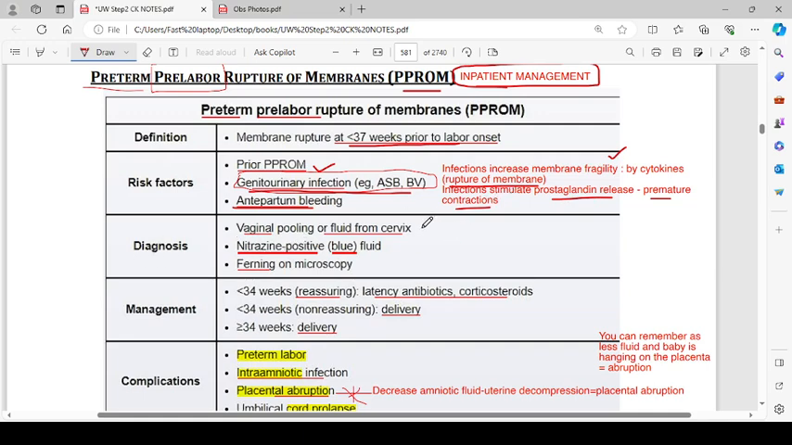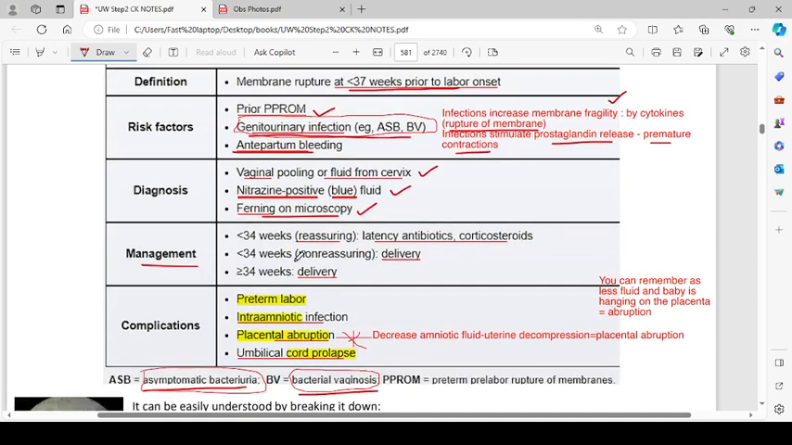Diagnosis: vaginal pooling of fluid from the cervix, nitrazine positive, that is blue fluid, and ferning will be seen on microscopy. It is like when we put the amniotic fluid on the slide, there will be a fern-like appearance. Management: if it is less than 34 weeks and the condition is reassuring, give latency antibiotics and corticosteroids. If it is less than 34 weeks and the situation is non-reassuring, do the delivery. For more than 34 weeks, do the delivery.